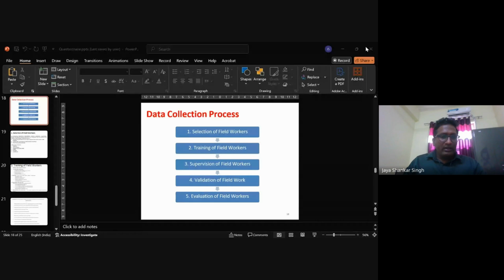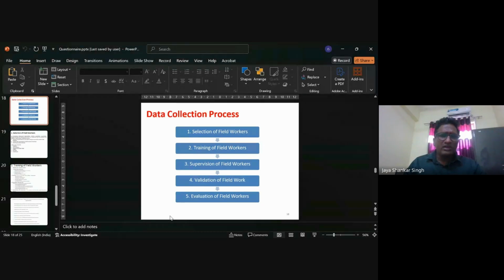Okay. Now, this particular slide, which will be visible to all of you, discusses the data collection process. Whether you are using a questionnaire or survey to collect data, these are the kind of steps you will go through for data collection. You will select the field worker, train them properly, and supervise the field worker. You are also responsible for the validation of whatever field work is being done, and then you do the final step, that is evaluation of the work.